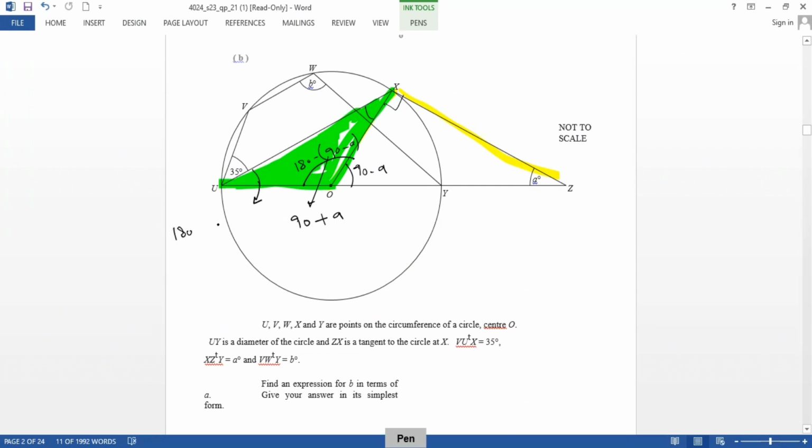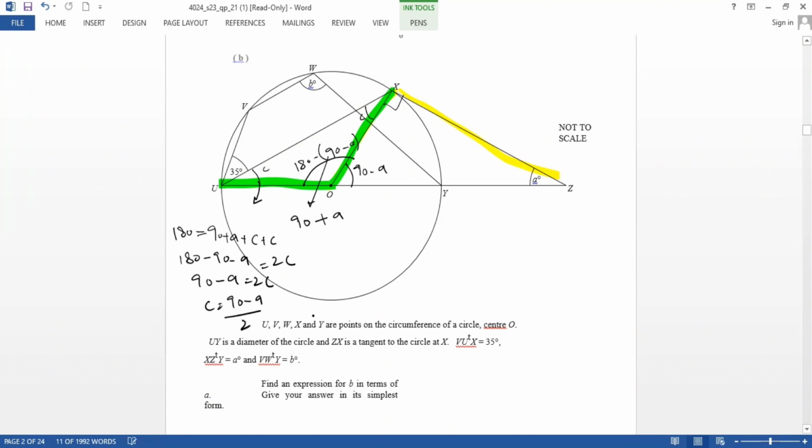180 minus, as this is A, this is B, this is C, and this is C. For example, this is C and this is C. So 180 equals 90 plus A plus C plus C. So 180 minus 90 minus A equals 2C. So we have 90 minus A equals 2C. So this C equals 90 minus A divided by 2.